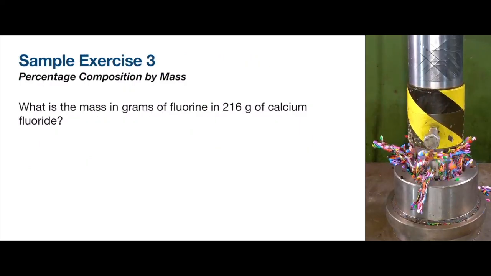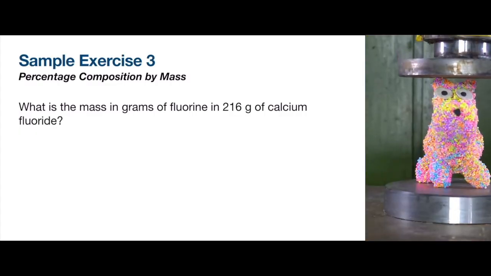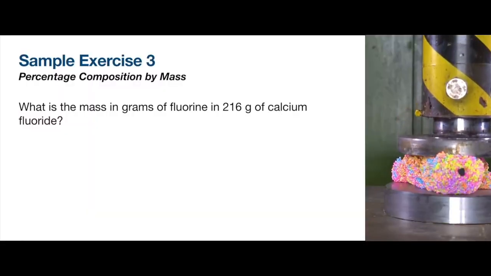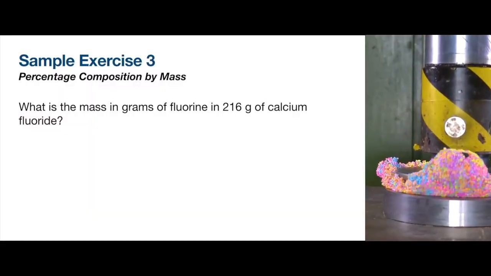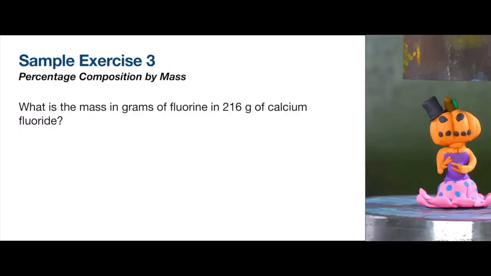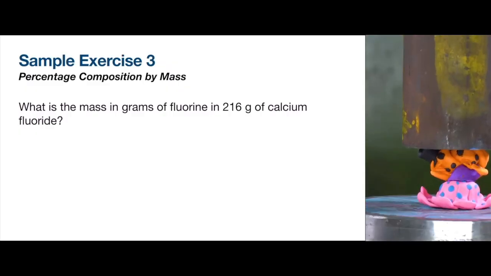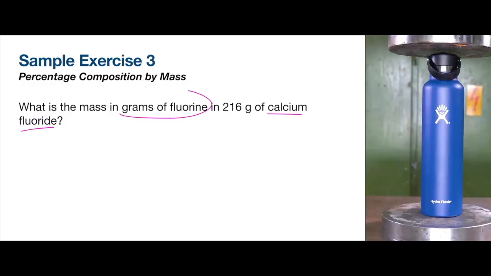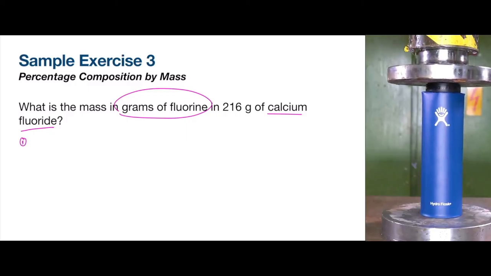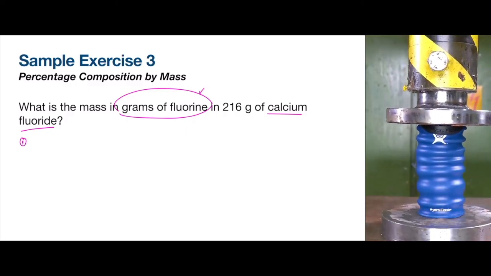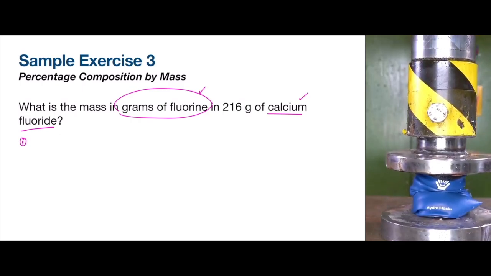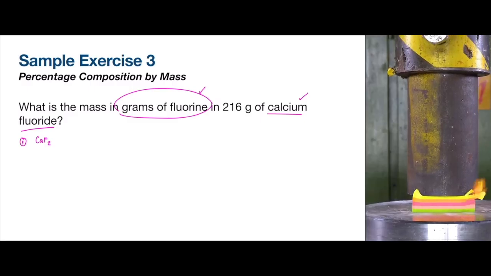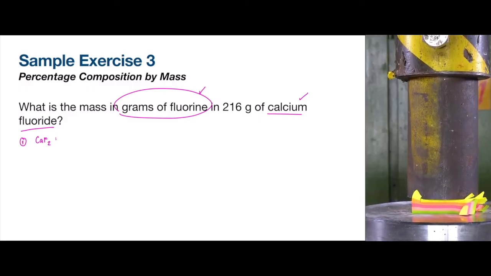Let's have another example. What is the mass in grams of fluorine in 216 grams of calcium fluoride? The key concept is to use the percentage as a conversion factor: grams of the element per 100 grams of compound. So in this problem, the given sample is calcium fluoride, and we are only interested in the grams of fluorine. So our first step is to get the mass percentage of fluorine in calcium fluoride. We know again that calcium fluoride's formula is CaF2, and we have to solve for its molar mass first.